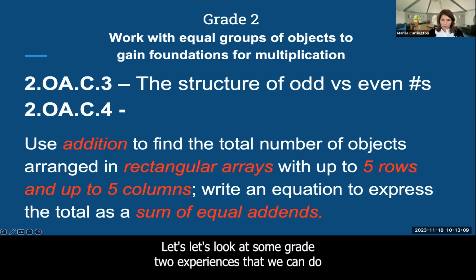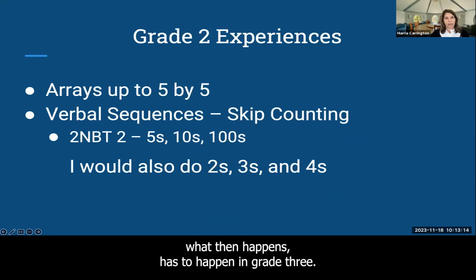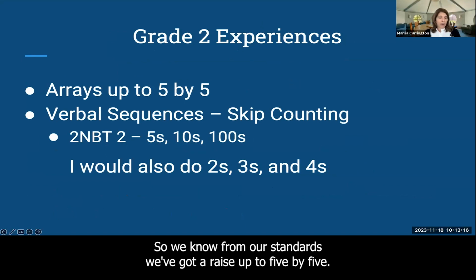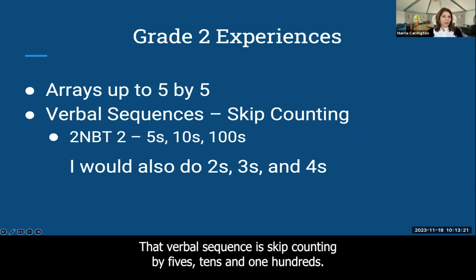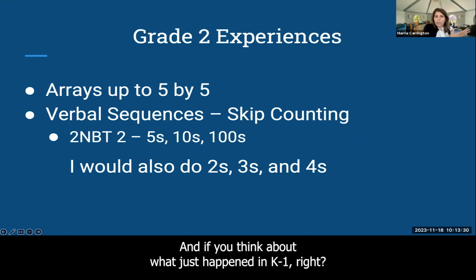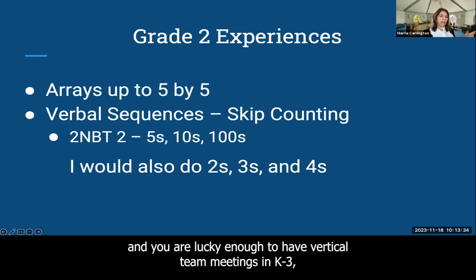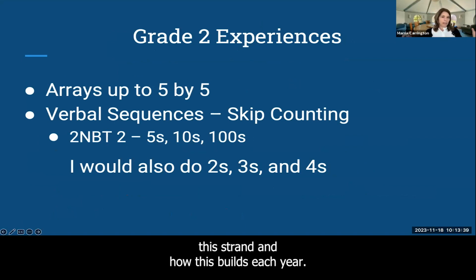Let's look at some grade 2 experiences that we can do to, again, support what then has to happen in grade 3. So we know from our standards, we've got arrays up to 5 by 5. This is the third standard that's in there, verbal sequences, skip counting by 5s, 10s, and 100s. So I would also put 2s, 3s, and 4s in there to support third grade. And if you think about what just happened in K-1, if you're here today and you are lucky enough to have vertical team meetings K-3, we could talk about this strand and how this builds each year.